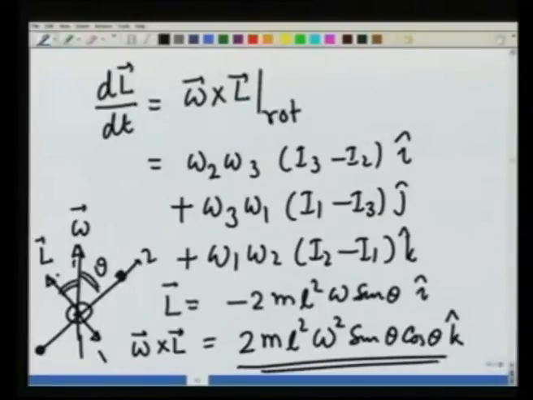Do we get the same answer from this? Of course. You can see omega 3 is 0. So the first term and the second term are going to give me 0. The third term gives me omega 1 times omega 2 times (I2 minus I1). I2 is 0, so it comes out to be I1, which is 2mL² with a minus sign, times omega 1. Omega 1 is minus omega cosine theta, so that comes out to omega cosine theta. Omega 2 is omega sine theta, another omega sine theta, and that is the answer. So, let me write it explicitly.